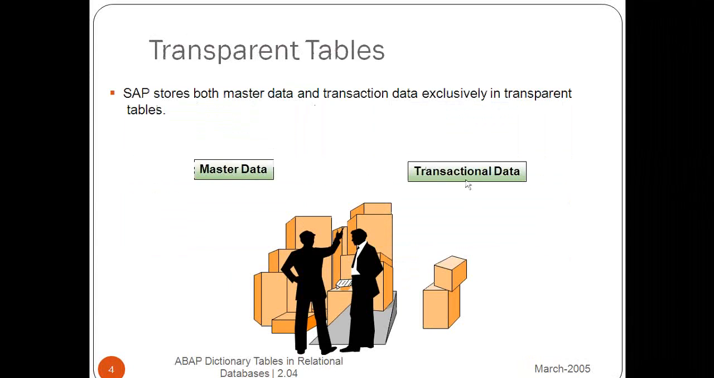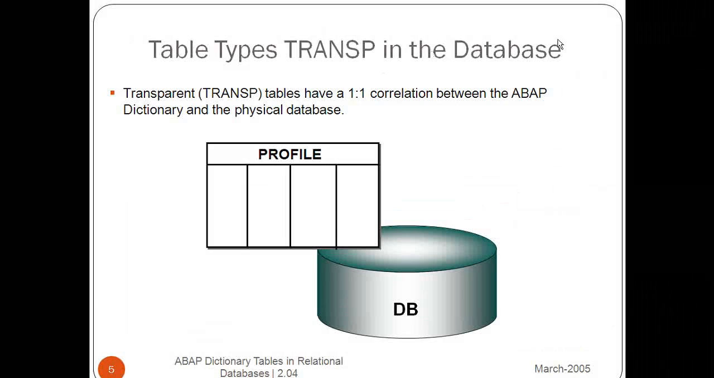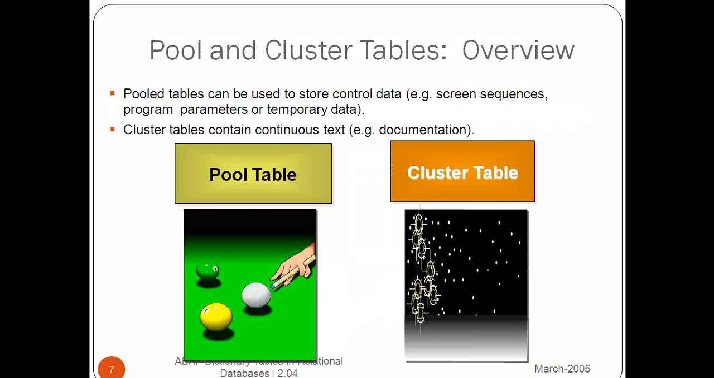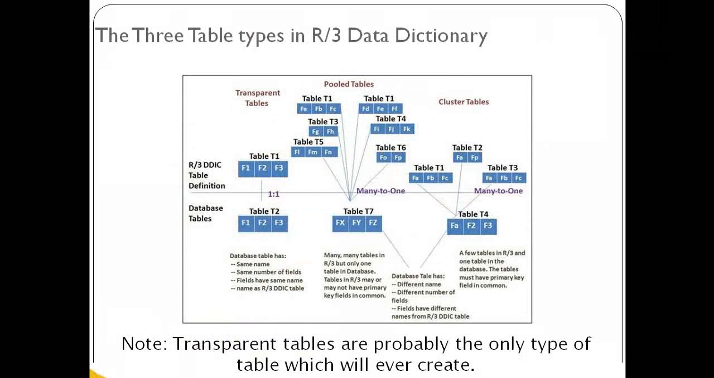What else? Transparent table: a normal table, transparent in the database, mapping of the transparent table type. Structure fields do not hold data; they are not mapped to the database. Pool tables and cluster tables are theory only. You can see here, this is a pool table. These 6 tables can be stored in a particular table. Some theory is there, you can go through the slides. The tables must have a primary key field in common, and likewise in cluster tables.